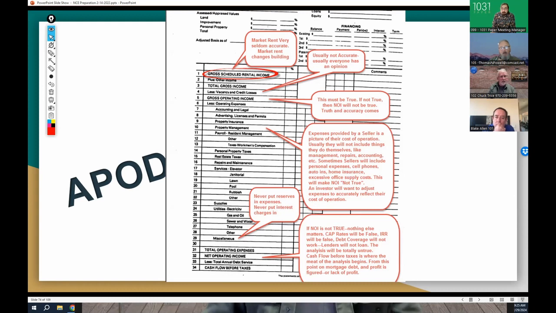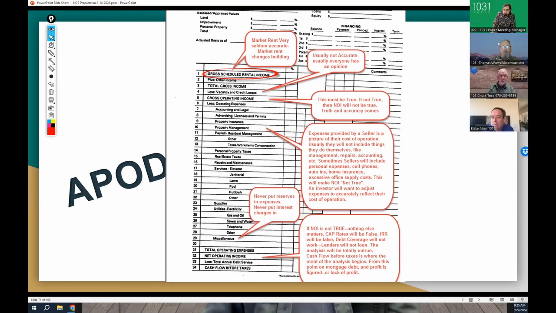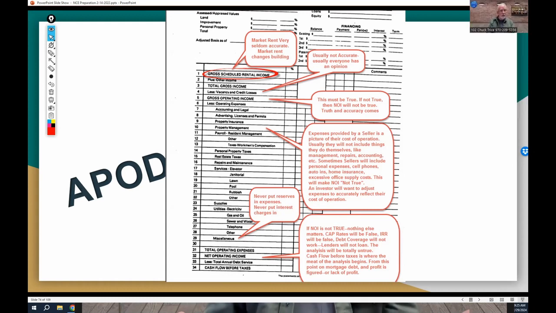I've seen a lot of APODs where they'll put their truck insurance in there, they'll put their car insurance, they'll put their house insurance in, and all the building insurance. They'll put it all together because you can deduct insurance. That's an expense. I've seen people put interest expense from their loan in the APOD. Well, it's an expense, but it does not belong in the APOD.